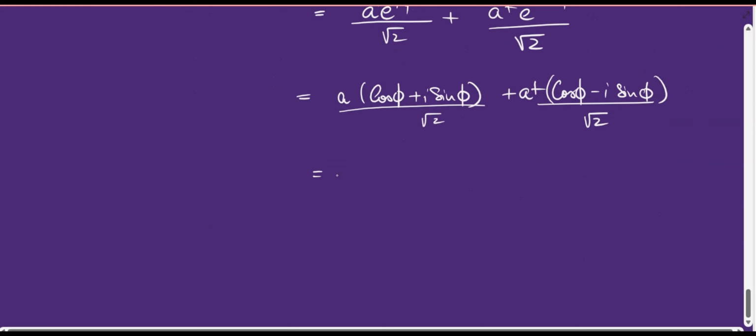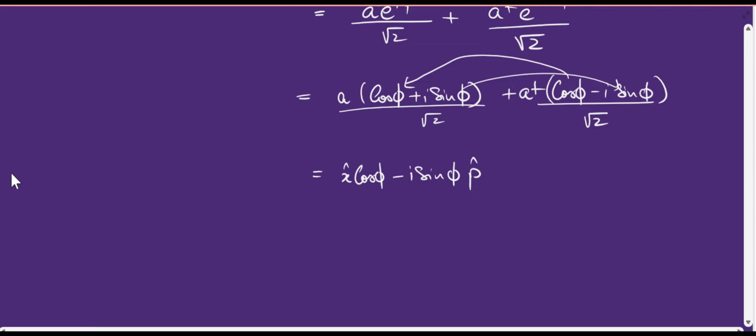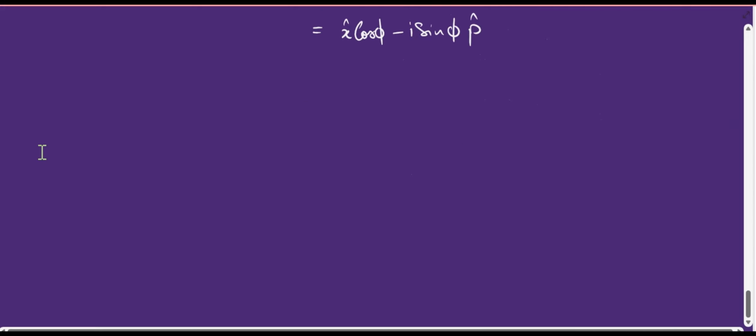So this can be written now as x cap cos phi minus i sin phi p cap, by taking this together and this together and using the definitions of x cap and p cap. I leave it to you to find the other transformation. You have to just use the same formulae.